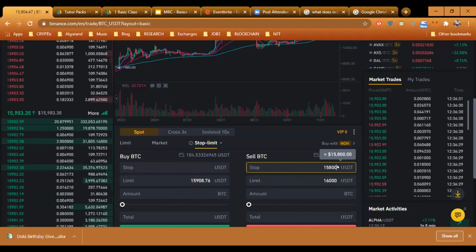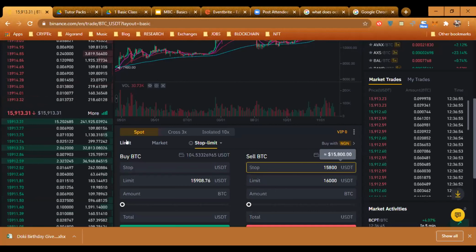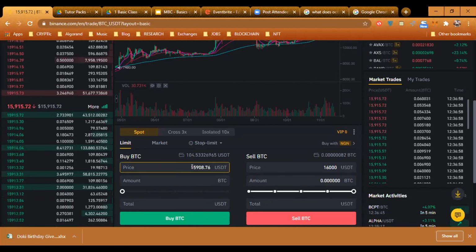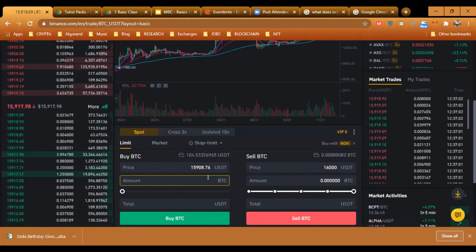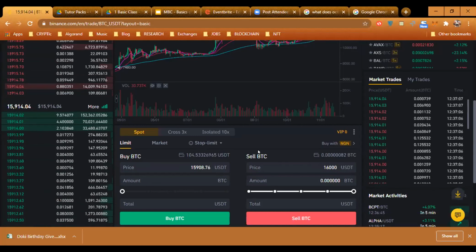But you can actually still set your stop loss at 15,890 or maybe 15,880. Okay, what if I don't want to set a stop limit, but I just want to sell if it's up to $16,000, and if it's not, it shouldn't sell, so that I will still have my USDT? What you do is then you use a limit order. You just use a limit order that tells it that if it gets to this 16,000 USDT, sell at that price. That's what you just do.